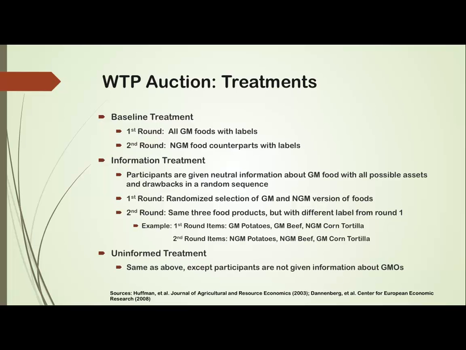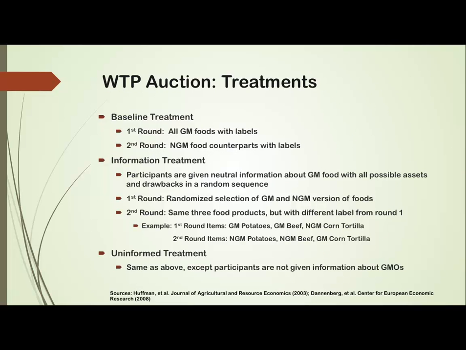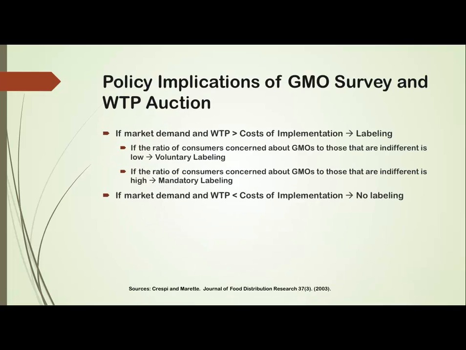Example, round 1 items would be GM potatoes versus GM beef versus NGM corn. Second round, NGM potatoes, NGM beef, GM corn. The uninformed treatment would be the same as the information treatment, except they're not given the information about GMOs. This is done so that we make sure that we're not biased based on the information given before the study.